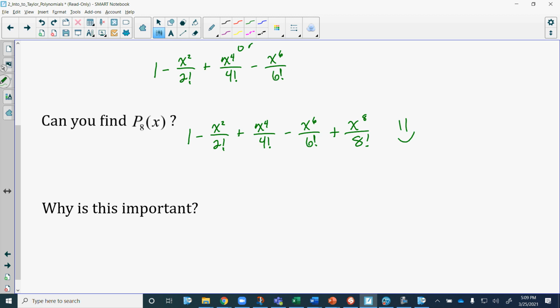Why is this important? What this is allowing us to do is really giving us a good way to approximate a function using a polynomial. And polynomials are always easy to work with. They're easy to differentiate. So here, this is what I have written down. We can differentiate. We can integrate.